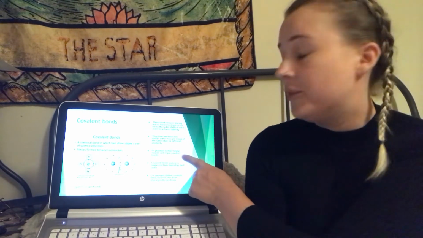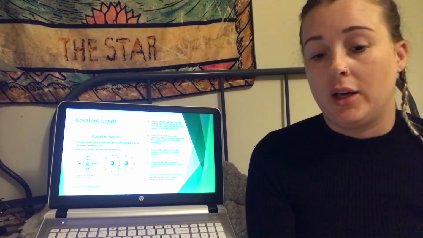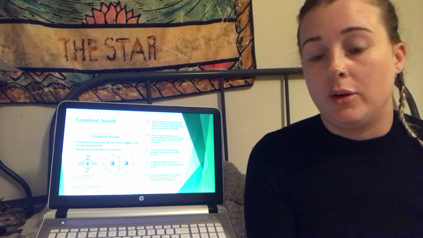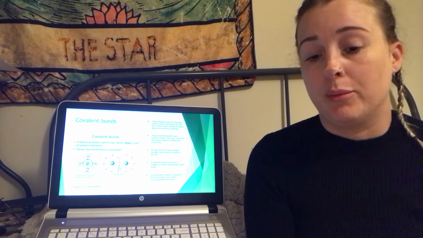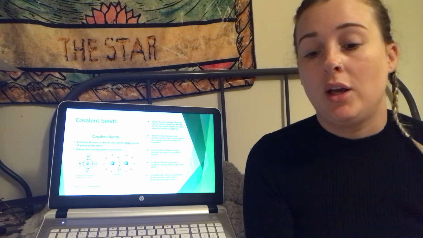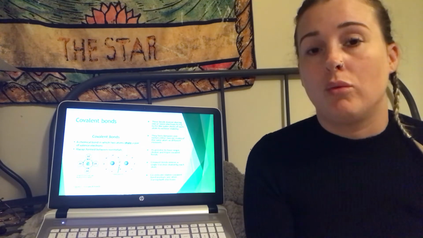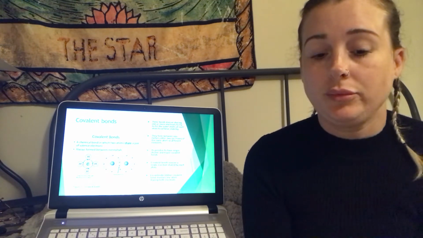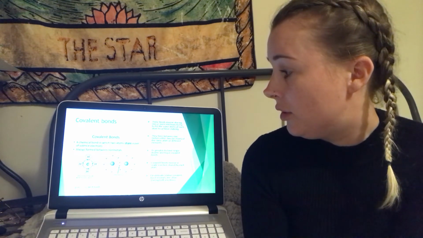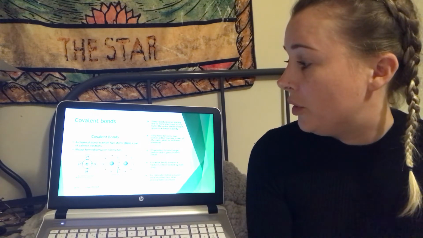So it's possible to have single, double or triple covalent bonds. Single covalent bonds involve a single electron shared by each atom, and you can also have dative covalent bonds, or coordinate covalent bonds, which involve 1 atom sharing 2 electrons from the other rather than 1 each. So here, this is just an example of a carbon and a carbon with hydrogens.